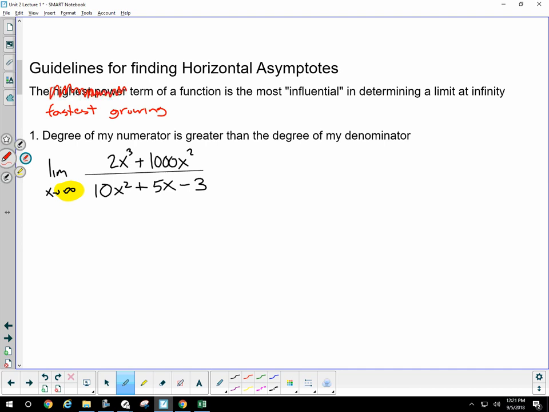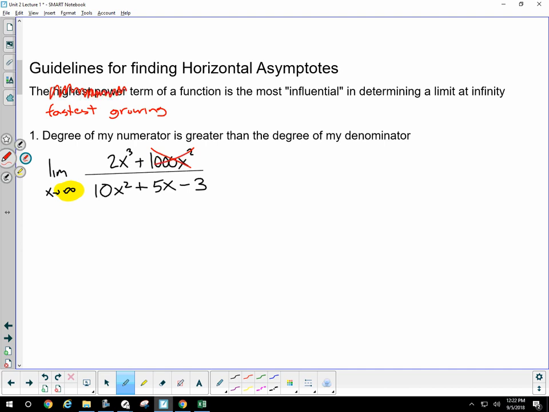And because of that, if I evaluate this function, 2x cubed plus 1,000x squared over 10x squared plus 5x minus 3, when looking at this, since I know when I cube a value, it's going to grow faster and faster as I plug in larger and larger values. So much faster than if I square that same value. Because I know that, I can actually just cross that sucker off and say, don't worry about it. It's insignificant. It is like adding a very, very small decimal to a very, very large number.